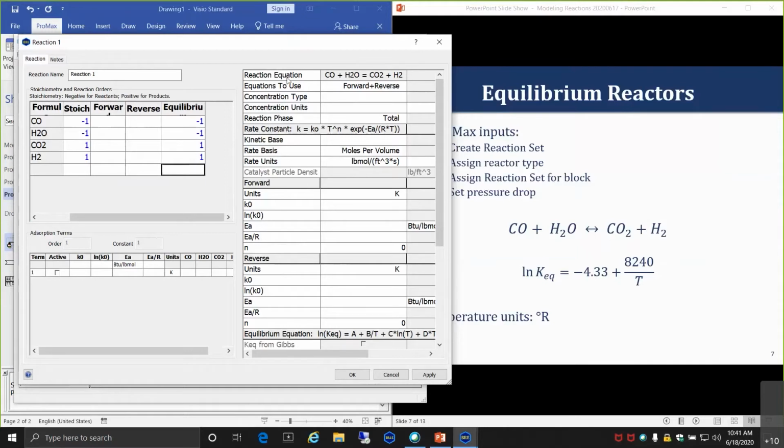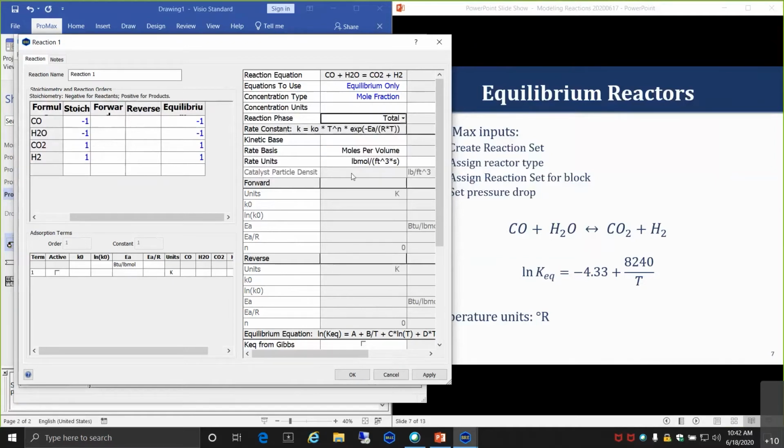We need to define the equations to use. In this case, it is equilibrium only. These concentrations are given in mole fraction. You would need to know that. I should have included it on the slide, but you would need to know that going in. So the concentration units are going to be fractional.